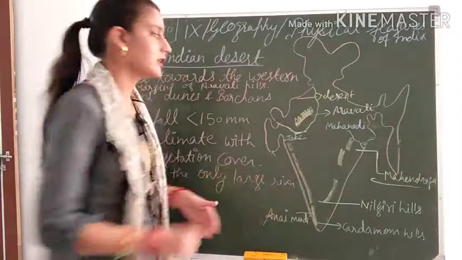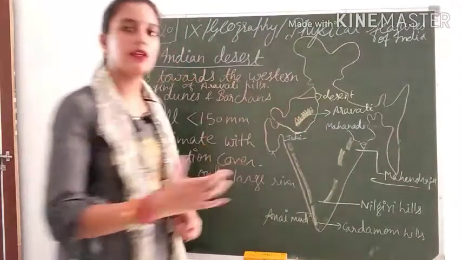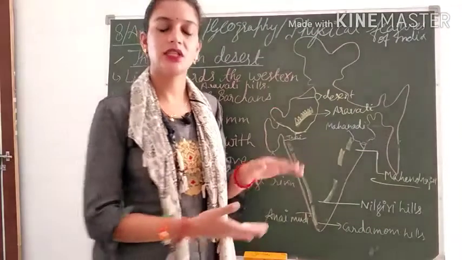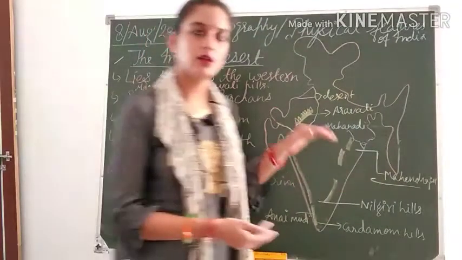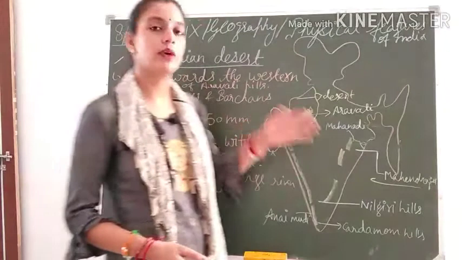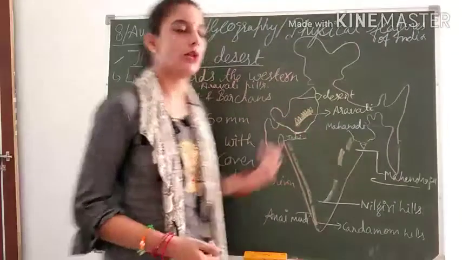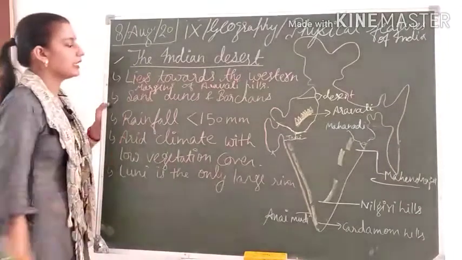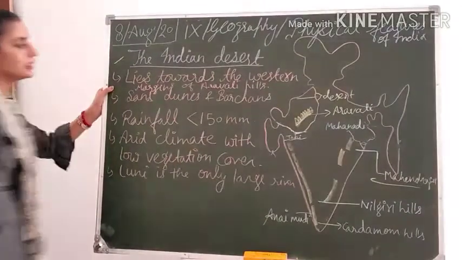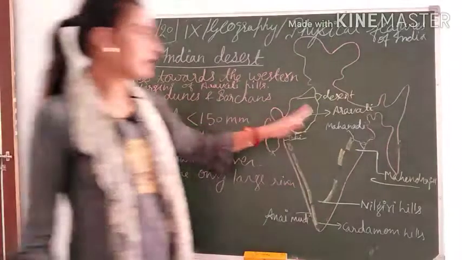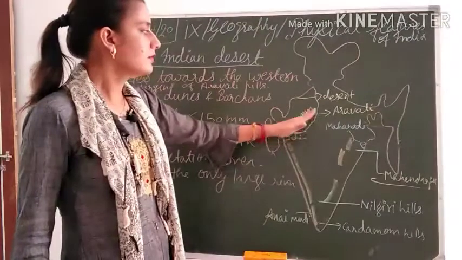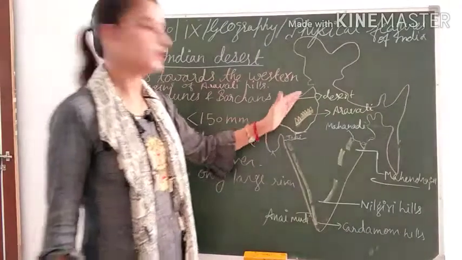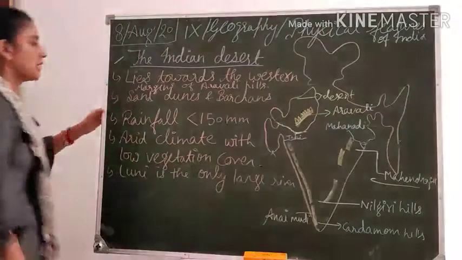The reason behind this is the Aravalli range. This Aravalli range comes under the residual mountains. Due to erosion, the height of these mountains is very low, so they are unable to work as a barrier for the rain bearing winds. This Indian desert lies towards the western margins of the Aravalli range. So here are the Aravalli Hills, and on the western margin of the Aravalli Hills these desert areas are there.